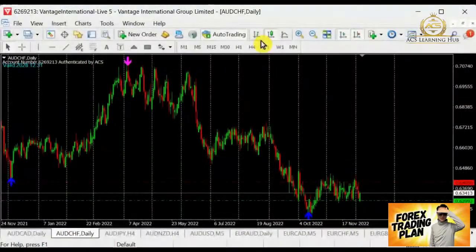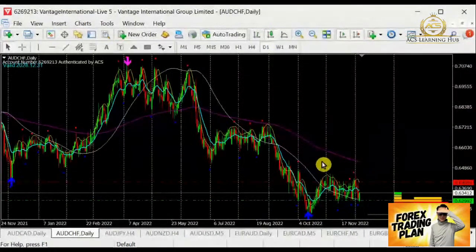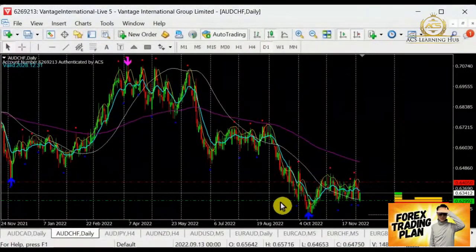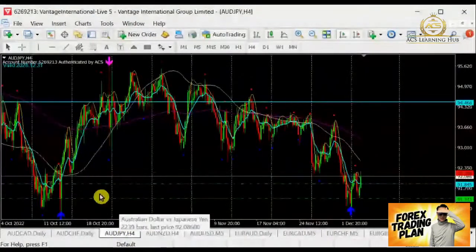Right, for Aussie franc, let's see Aussie franc. Today, Aussie franc is also still in this turbulence area, so tentatively, I'm going to stay away with this. So let's see, how about Aussie yen?